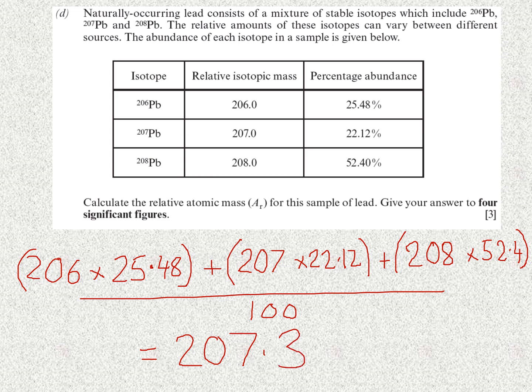Now, when you get an answer for a calculation like this, you should be able to check, is it a sensible number? So it would make perfect sense that your answer is somewhere between 206 and 208. If you get a number that's somewhere outside of that, then something has gone drastically wrong. So you should be able to check that your answer seems vaguely sensible once you've done the calculation.